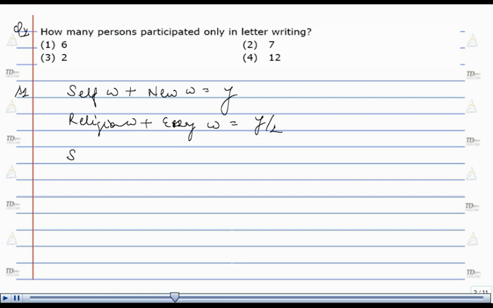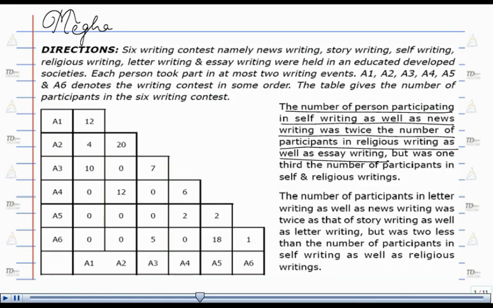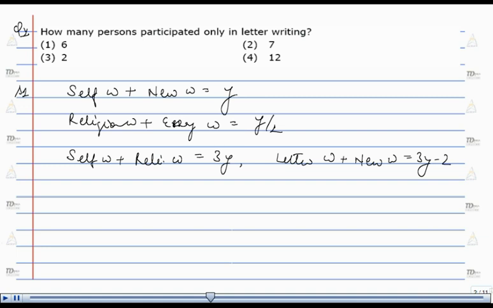So, self-writing plus religious writing is equal to 3y, and letter writing plus news writing is equal to 3y minus 2, as it is given that they are 2 less than the number of participants in self-writing as well as religious writing. So, story writing plus letter writing persons are (3y minus 2) divided by 2.